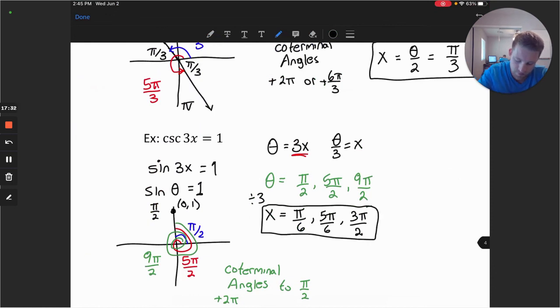We have 3 of them within the first rotation of our unit circle. Again, we're finding values of x from 0 to 2 pi.